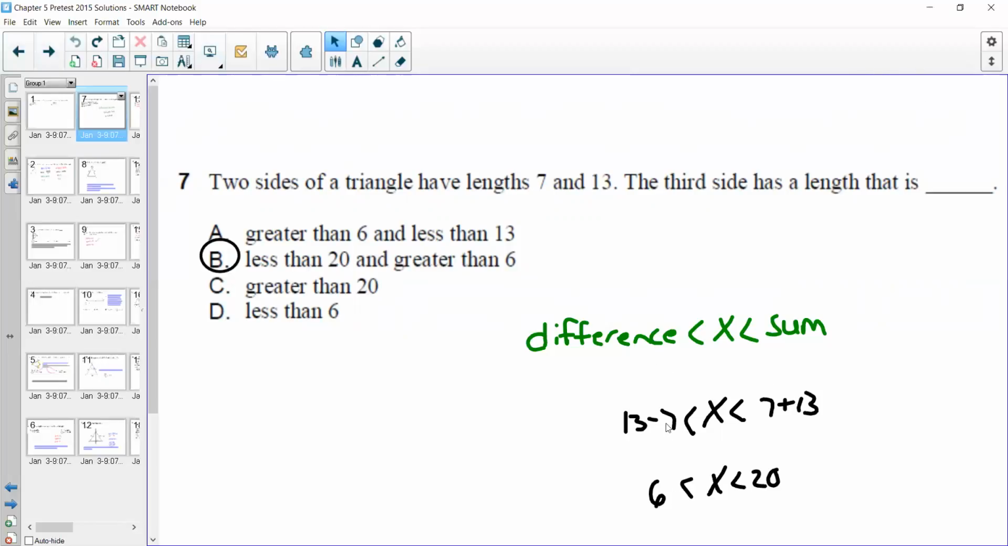Oh, just lost my chat box. So this is kind of like a formula in a sense when you're finding the range of values for the length of a third side of a triangle. Remember that unknown side is going to be less than the sum of the other two and greater than the difference of the known two.